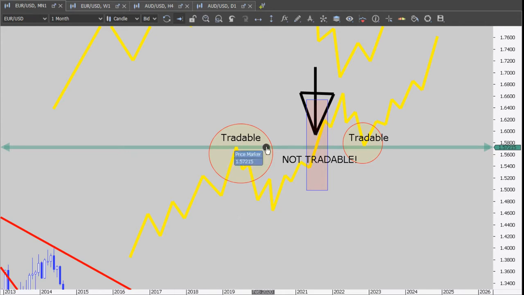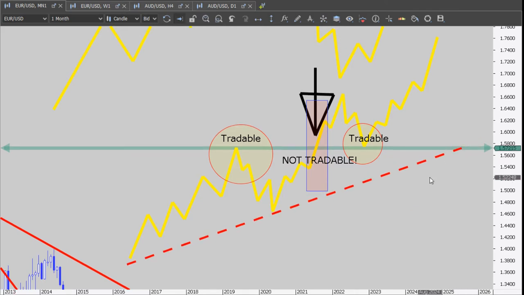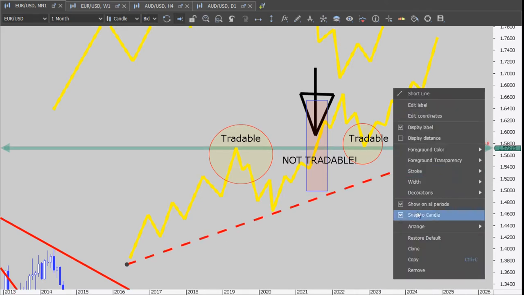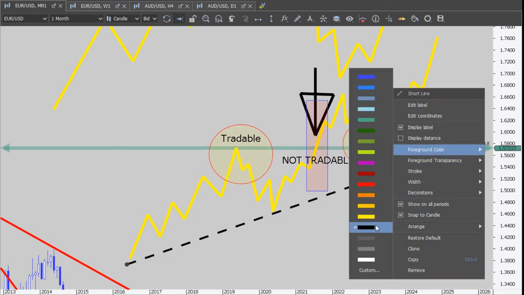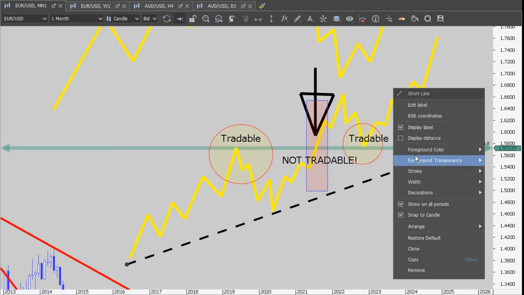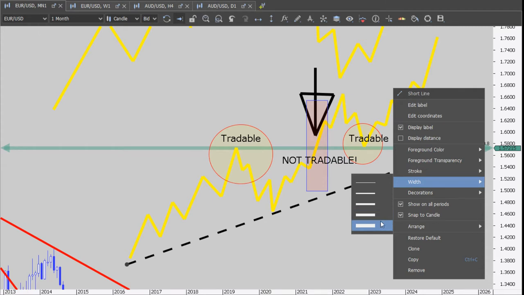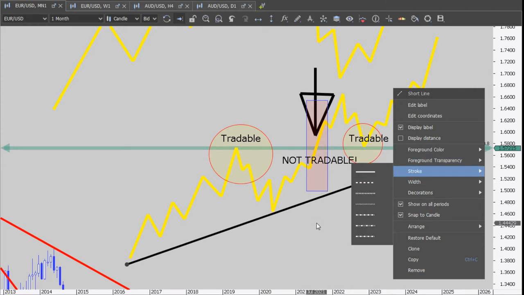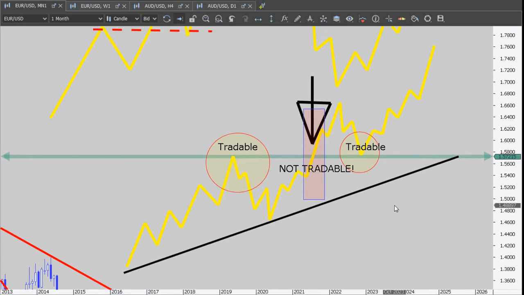And today is uptrend, right? So how to trade pivot points in an uptrend? So let's color code this in black. There you go. In here, this is the uptrend line. Just give me a second, everybody.